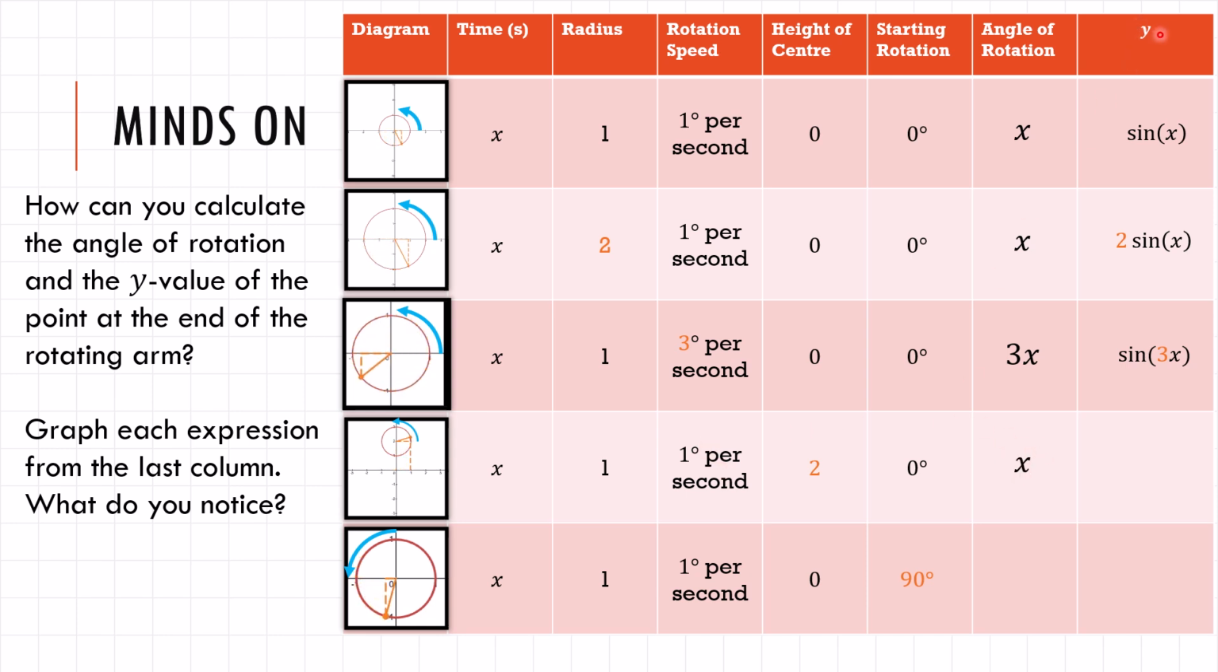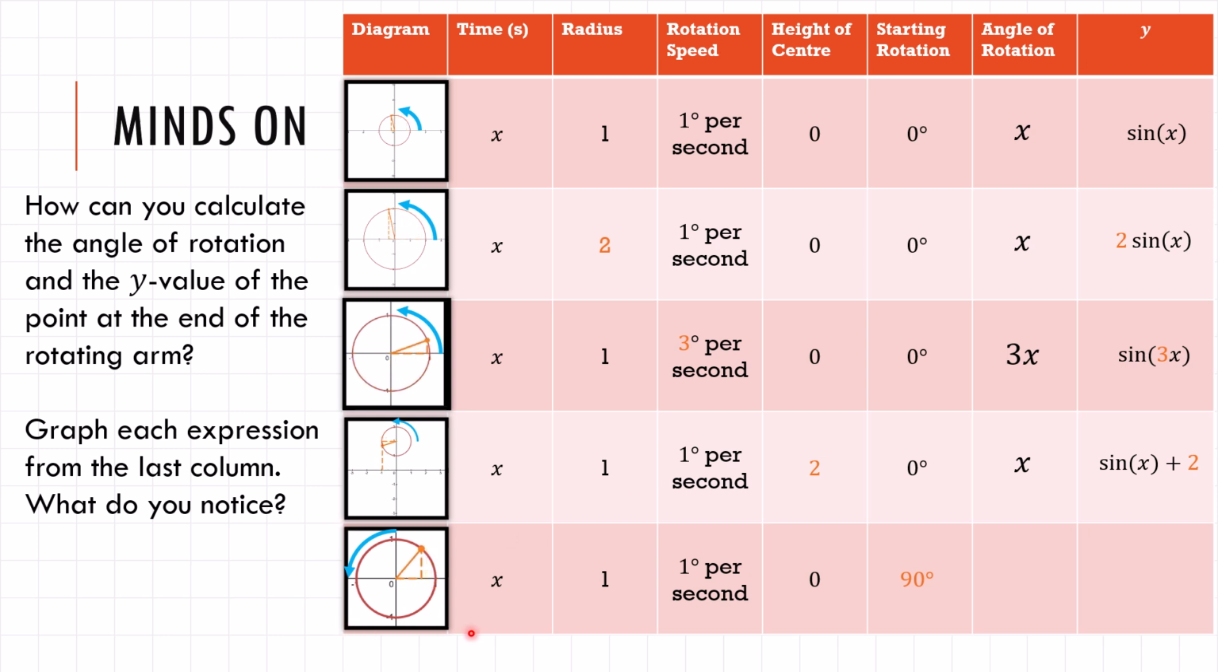But to find the y coordinate, not only do we have to find the height of this triangle, but now we have to add the height of the center, right? Because sine x tells us the height of a point above the center of a circle. But that center is already 2 units above the x-axis. So the y coordinate will actually be sine x plus 2.